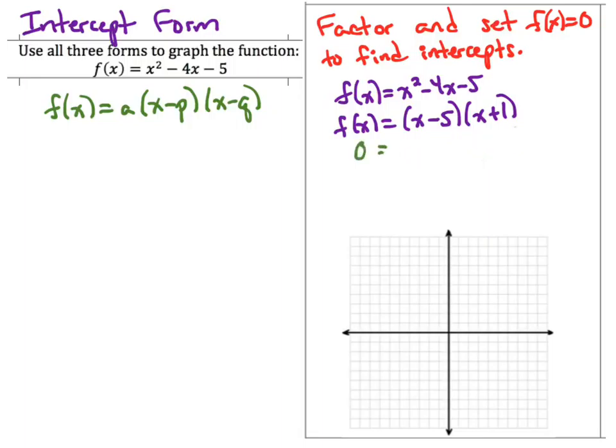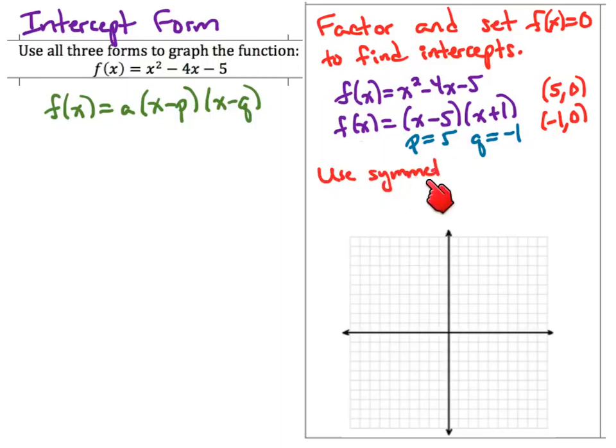Again, what am I really doing? I'm setting f of x equal to 0. And I'm thinking about what values of x give me a y value of 0. Right? Because this would have to be 5, that would have to be -1. But again, let's keep it simple and just say p equals 5, q equals -1. And that's going to give me my two intercepts, (5, 0) and (-1, 0).